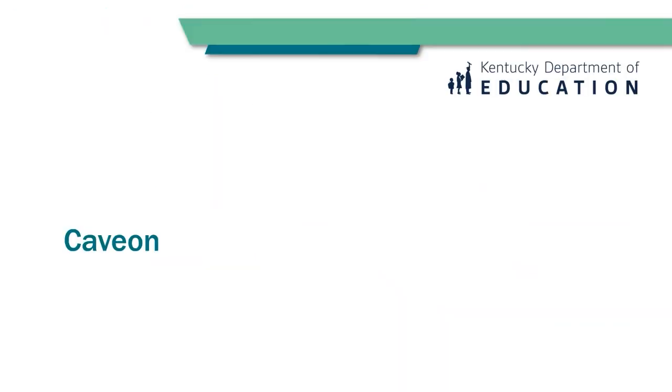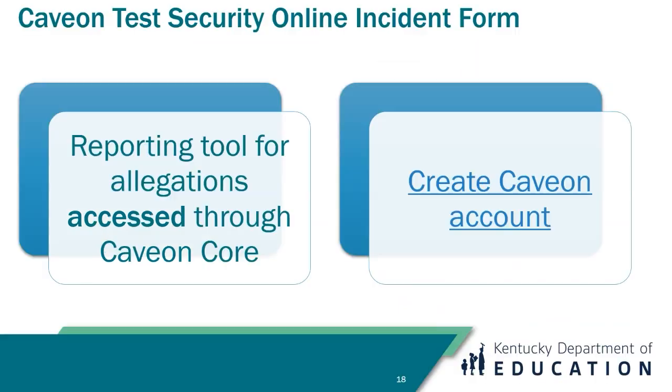Now let's look at Cavion, the online reporting platform for allegations. While our aim is always to conduct a flawless test administration, it is important to acknowledge that test irregularities can occur despite our best efforts. When such irregularities arise, it is essential to address them promptly and effectively. Test violations must be reported as allegations. If there are questions about the types of violations that must be reported to KDE as allegations, please contact Beth Bales in the Office of Legal Services.